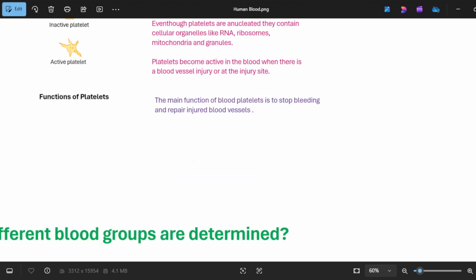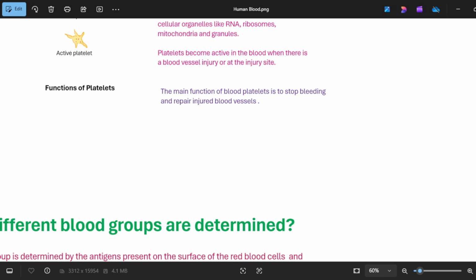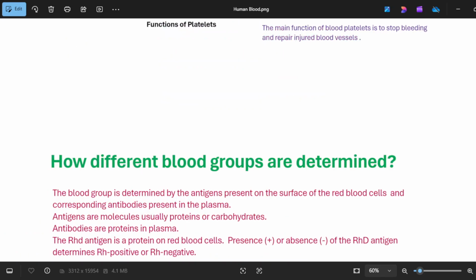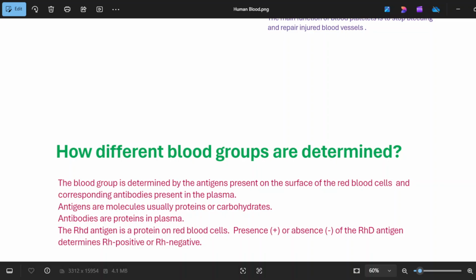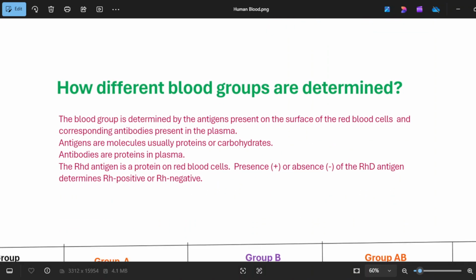That's all about the different cells. Okay, hope you have understood till here. We have studied about all the components of the cell and how it behaves, what its functions are. Now we are going to see about the blood groups, how the blood groups are determined. Why is blood group important? While doing blood transfusion, blood group is very important.